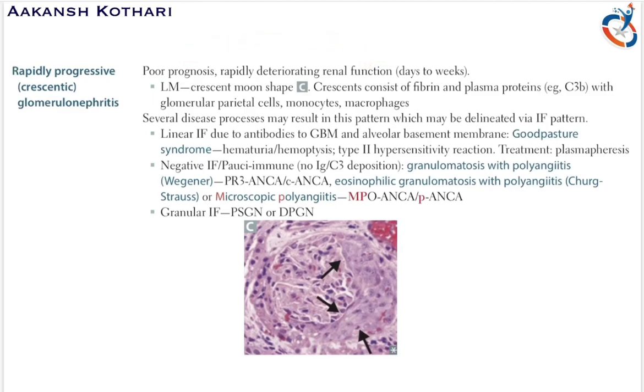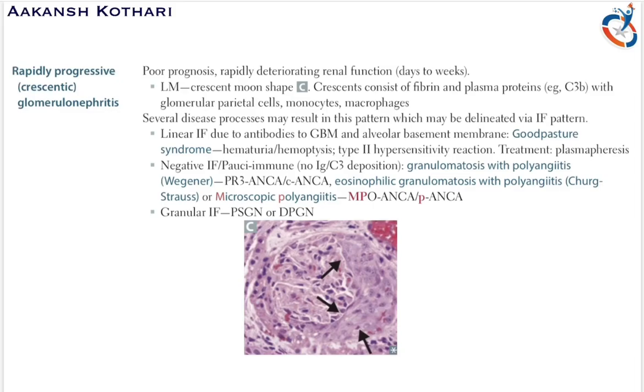Now, why is it called crescentic glomerulonephritis? Because under light microscopy, we see a crescent moon shape. Okay, we can see these crescent shaped structures. Now, why do we see crescent shaped structures in light microscopy? It is due to deposition of fibrin and plasma protein. This is very, very, very important, and examiners like to go after this. So it is the deposition of this fibrin and plasma protein which leads to the appearance of crescent moon shape in light microscopy. Okay, there is also presence of glomerular parietal cells, monocytes and macrophages.